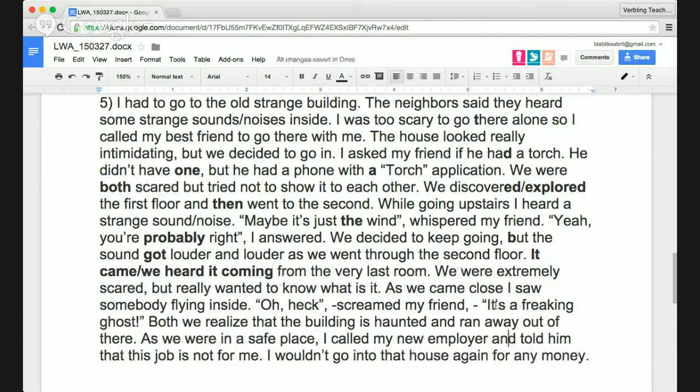We were extremely scared, but really wanted to know what it was. Don't forget, you need to reverse the verb and the subject in a statement, otherwise it sounds like a question. So what it is or what it was. As we came close. Because you're talking about something that's happening to these people, we would usually say "got close", because "come" is always an action that's towards you, okay? And this isn't towards you, this is towards the ghost. As we got close, I saw somebody flying inside.